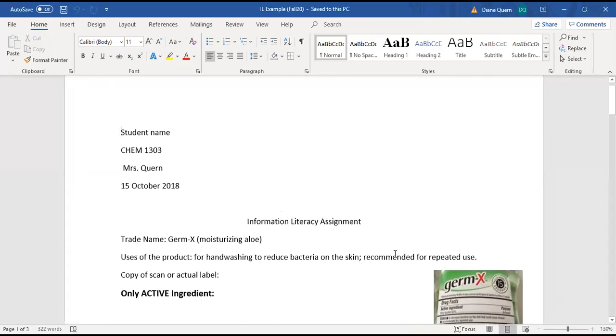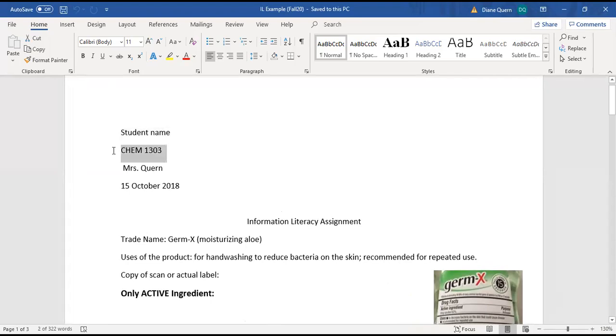So this isn't exactly how your paper has to look. There's no set format. This is just one way you can represent it. I just want to make sure that the information is clear and I can find all the pieces. Make sure you're going in order of the guidelines, of that checklist. So here we have the student name, and a header with the course.